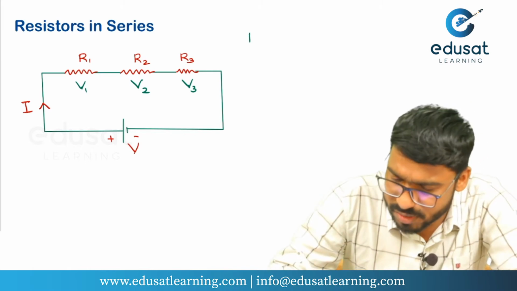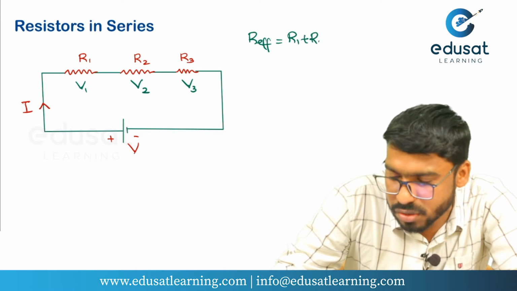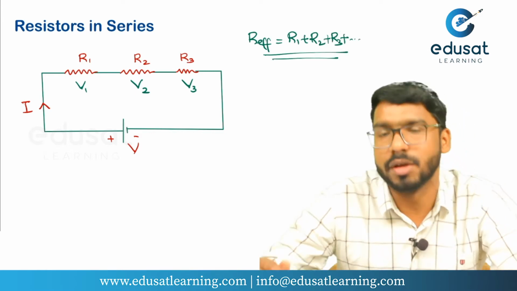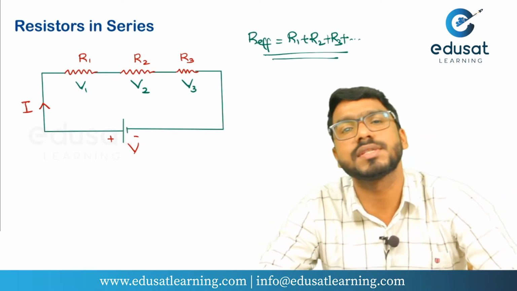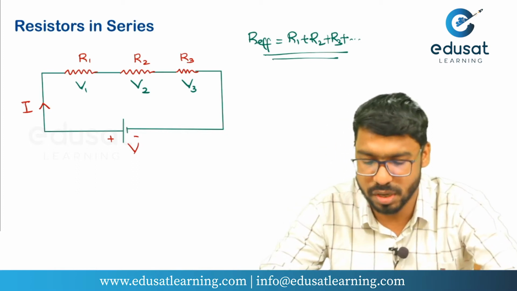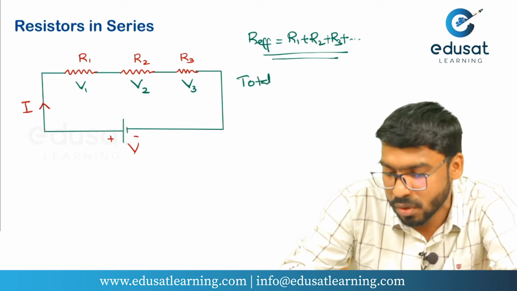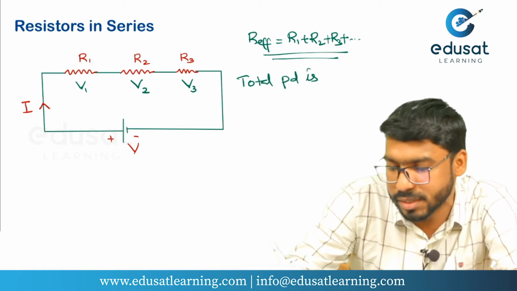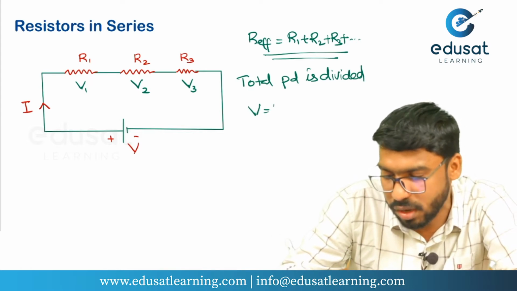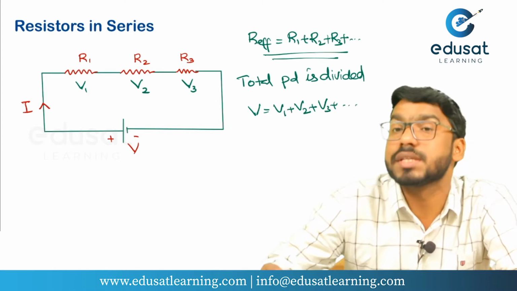We know that effective resistance in series is R1 plus R2 plus R3 plus etc. We have to add the algebraic sum of individual resistances. And here we can say the total potential difference is divided. That means V equals V1 plus V2 plus V3 plus etc.